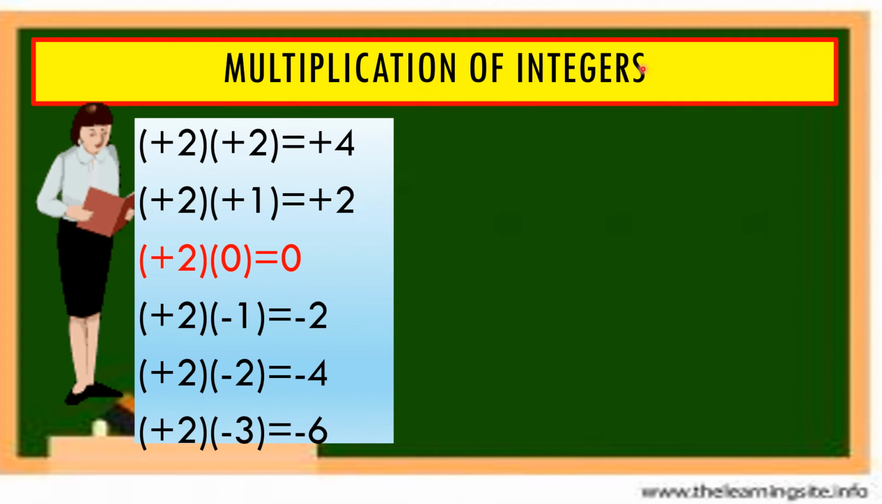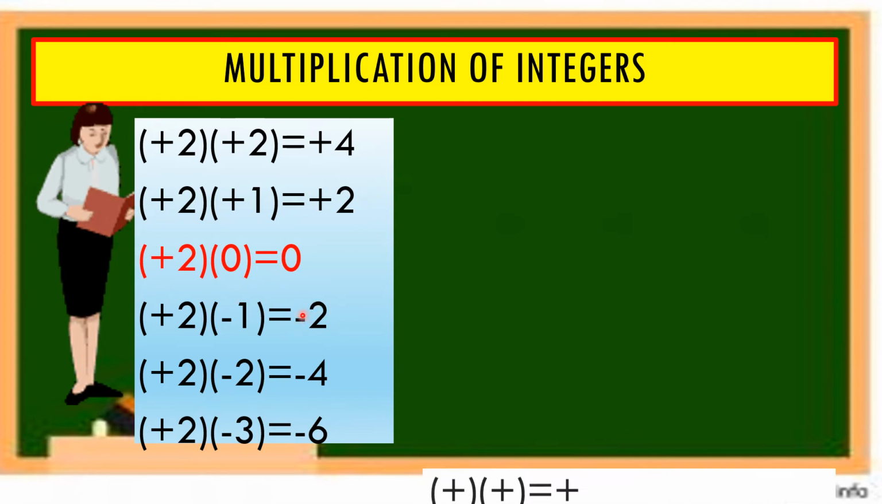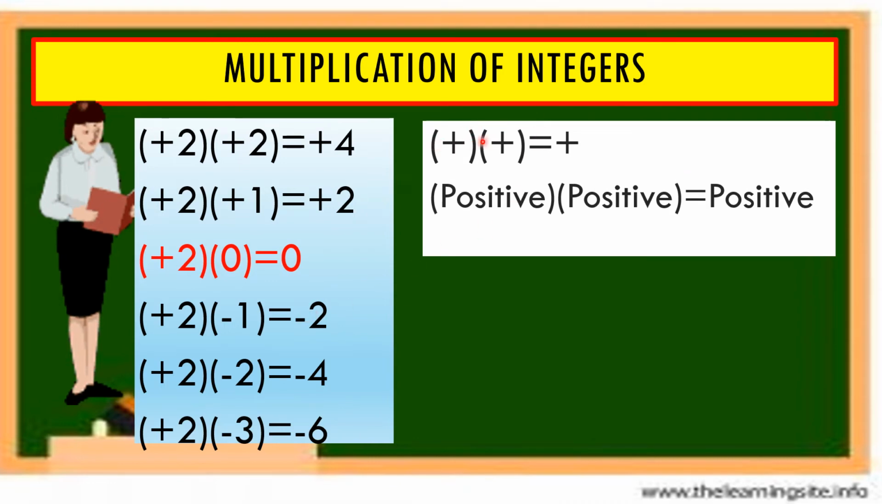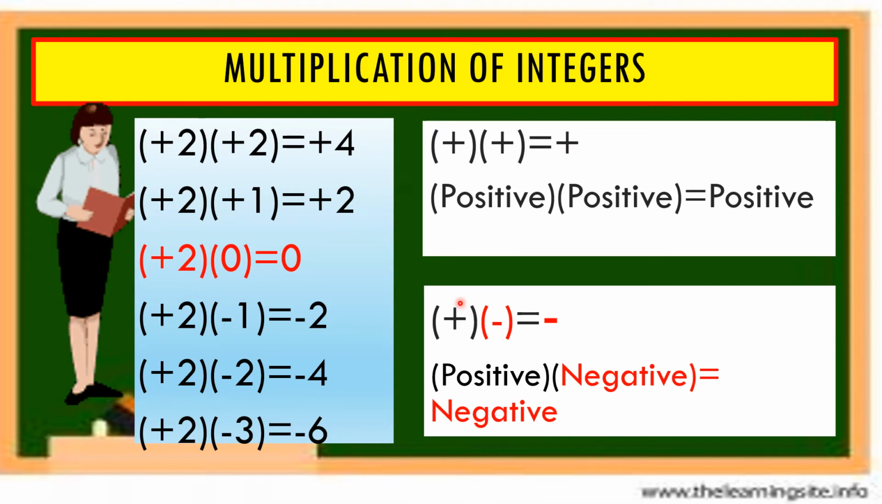We are now in multiplication of integers. I want you to analyze the example. We multiply a positive by a positive, the result is positive. But if we multiply a positive by a negative, the result is negative. So we have positive times positive equals positive, and the other one, positive times negative equals negative.